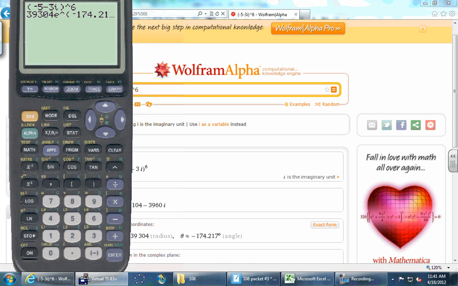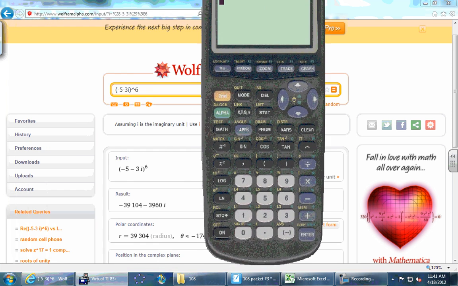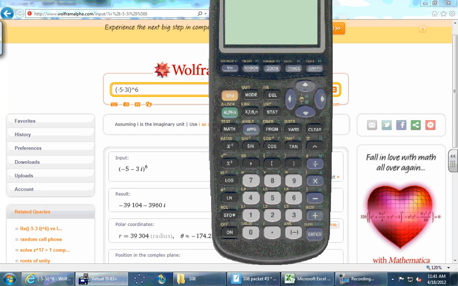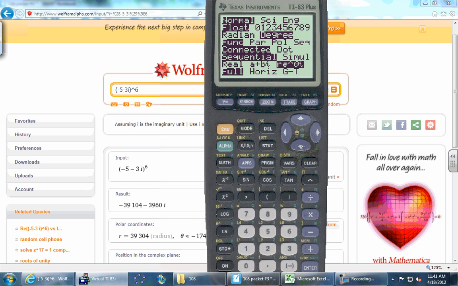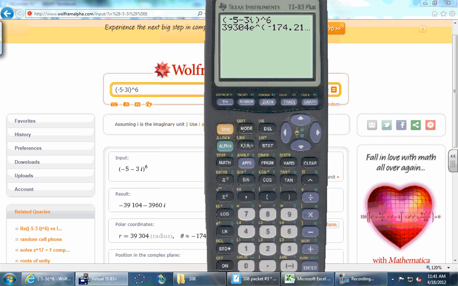If I wanted it to give me the other version, this negative 39,104 minus 3960i, could I get the calculator to do that instead of giving me this r e to the i theta? Yeah, it's giving me what I asked for. And here in the mode, if I ask it for a plus bi, I'm going to leave it in real version. It'll still give me the same thing. It only gave me the r and the theta because I asked for it. But if I just hit enter right now, it gives me the a plus bi version of things.